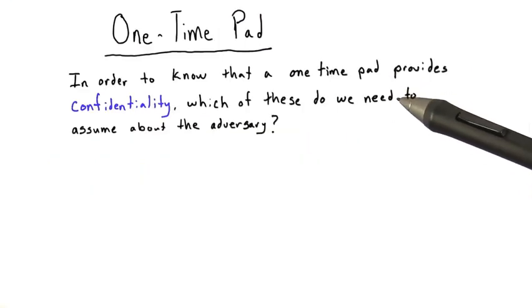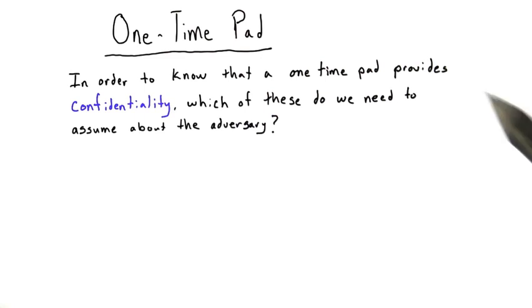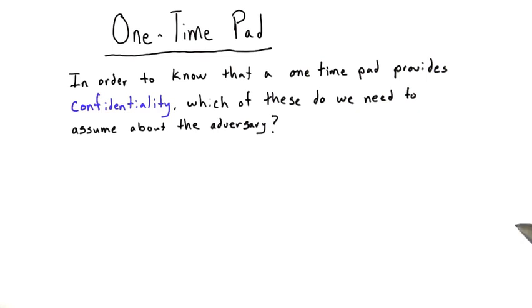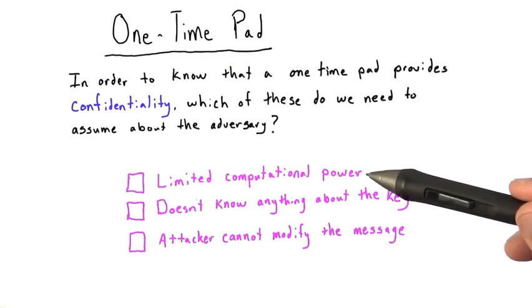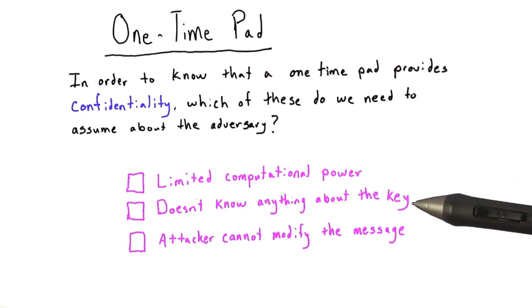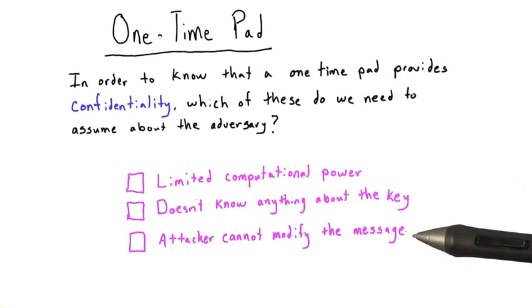For this question, we're to discuss threat models and the one-time pad from Unit 1. In order to know that a one-time pad provides confidentiality, which of these do we need to assume about the adversary? Is it necessary that an attacker has limited computational power? Is it necessary that the attacker doesn't know anything about the key? Or is it necessary that the attacker cannot modify the message?